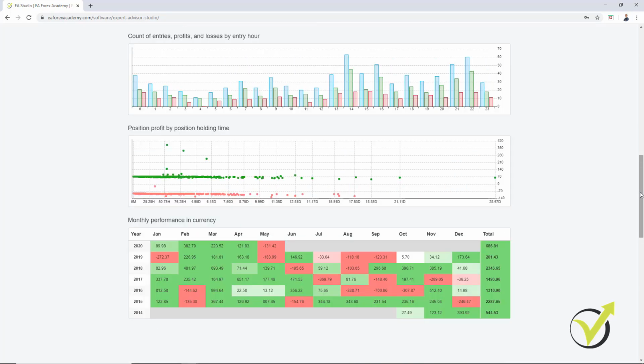And below are the positions profit by position holding time, which show us that most of the profits are at about $70, and the monthly performance shows us which months are profitable and which are losing for this CCI indicator strategy. And it is very normal for every strategy to have losing months.